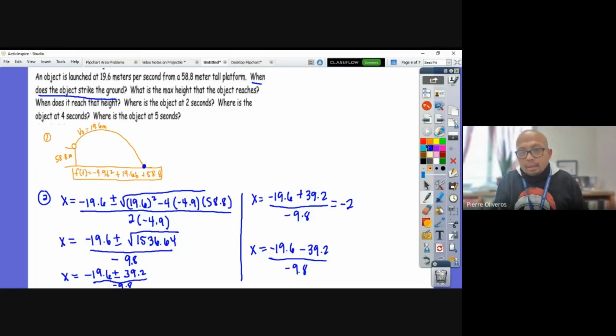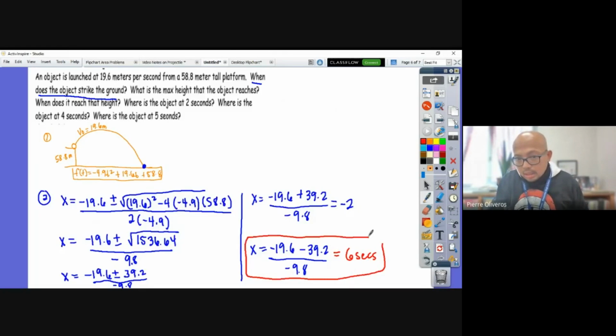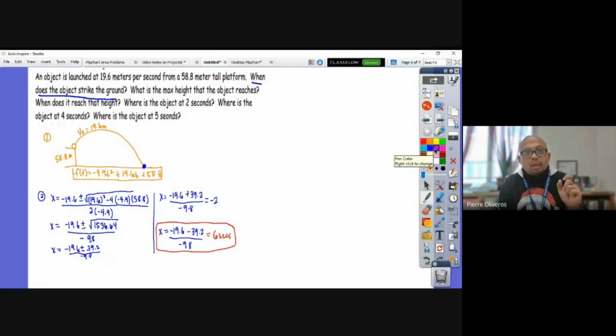But again, we don't accept a negative value here because it's time. But for the sake of answering, we have the answer there. Negative 19.6 minus 39.2, enter, divide by negative 9.8. The answer is 6 seconds. So therefore, the object will hit the ground after 6 seconds. Okay, in 6 seconds it will hit the ground.